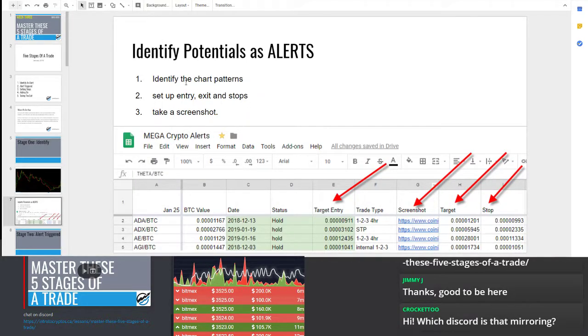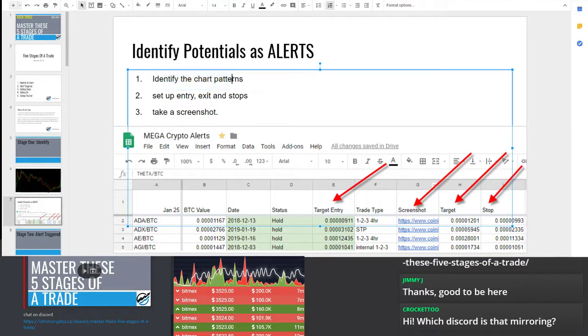So we're going for identifying potential markets as alerts. We're going to identify the chart pattern. We're going to write down our entry, our target exit, and where our stop loss is going to be. And then we're going to take a screenshot of our plan right at the start before we've put on a trade. This is how we're identifying which ones would be the trade. This is stage 1. And you can see here by this screenshot from the Mega Crypto Alerts spreadsheet.